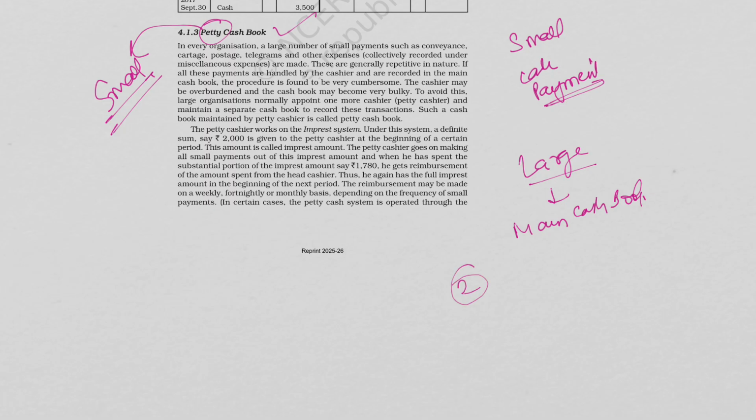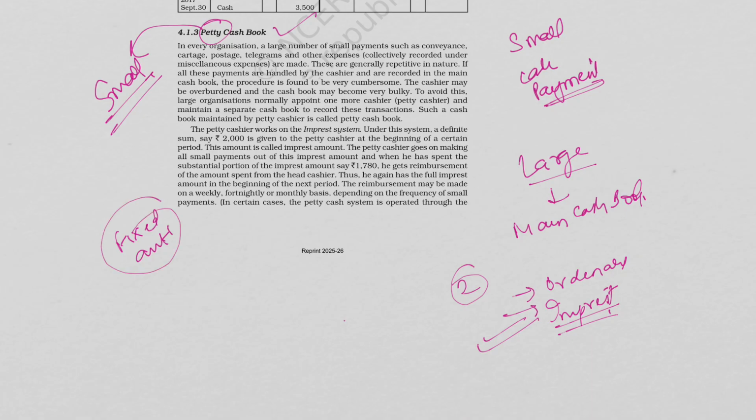There are two systems of maintaining a petty cash book. One is the ordinary system, then we have the imprest system. This imprest system is more commonly used and it is more important for exams. So let us understand the imprest system carefully. Under this system, a fixed amount of money is given to the petty cashier at the beginning of a period. This fixed amount is called the imprest amount.